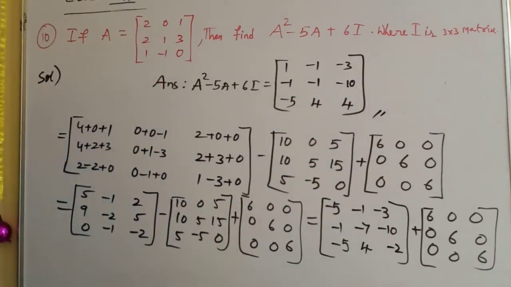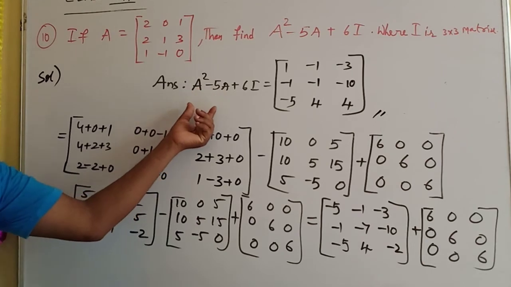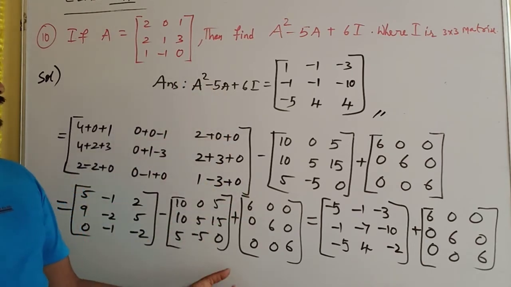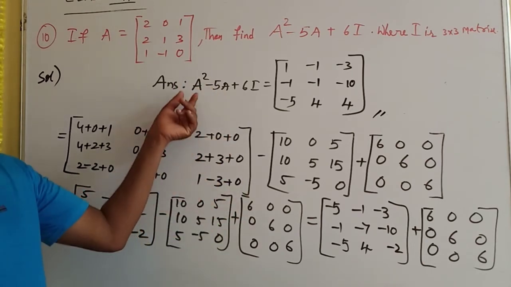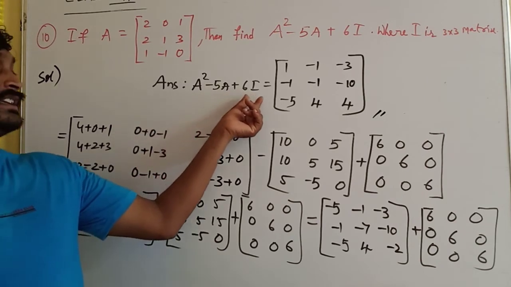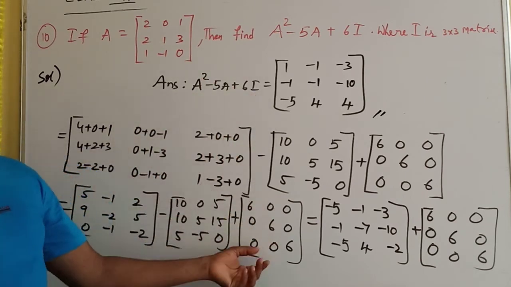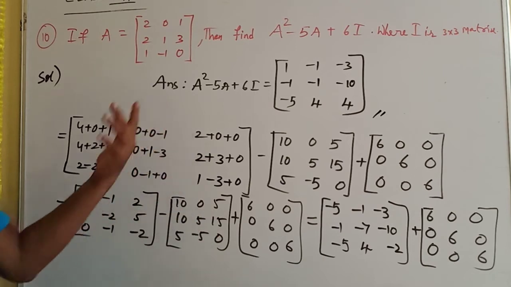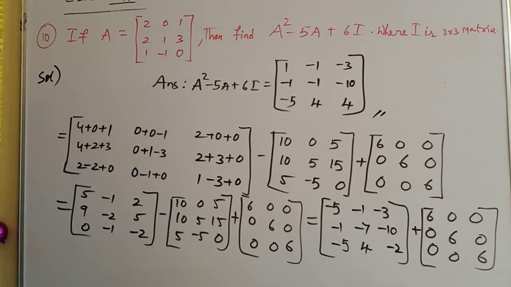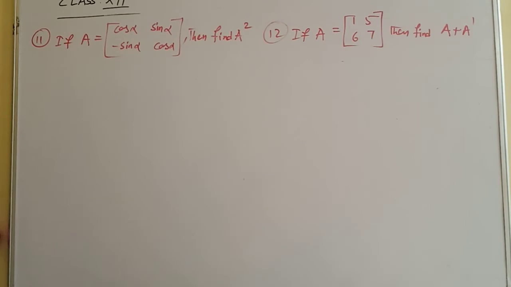Okay. So I did everything in simplest form. But what if you want to do a square separately, 5a separately, 6a separately, multiply and add all? That also you can do. Whichever you feel easy, you can go for it. That is about your problem number 10. So let's move on to problem number 11.